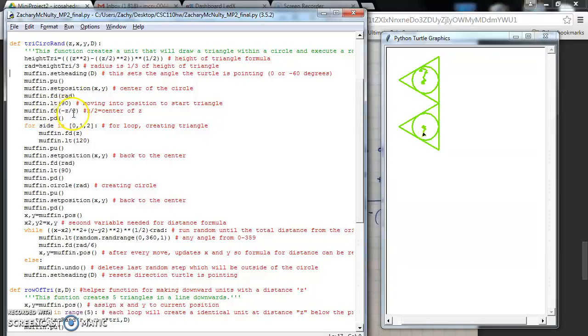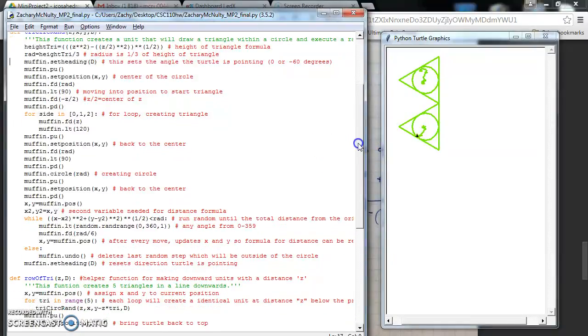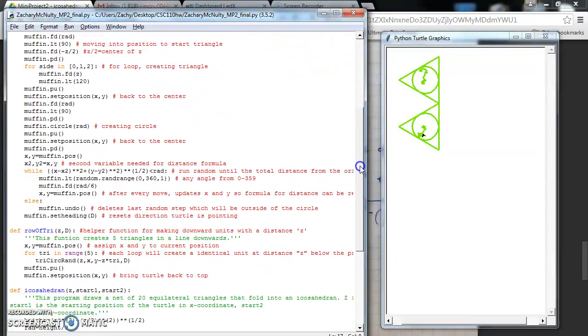I move backwards about the length of half of the side, half of z, and I make my triangle. So I go forward the length that I make the side, I turn 120 degrees 3 times, and that's what makes my triangle over here. You can see that. 1, 2, 3.